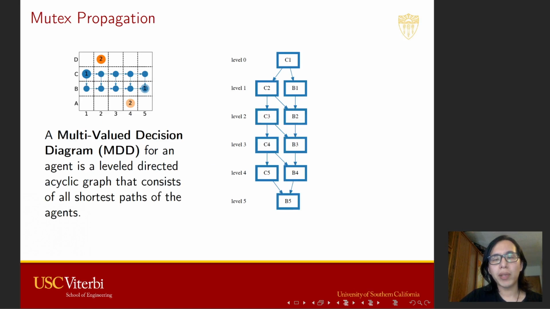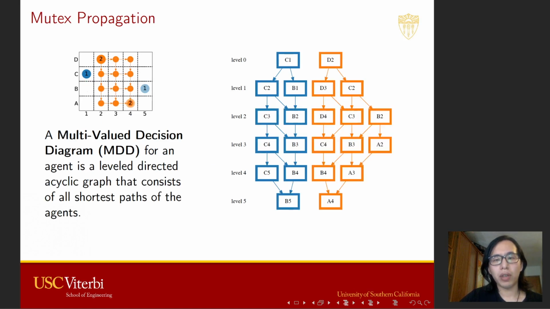First, we need to represent all shortest paths of each agent in a compact data structure called a multi-value decision diagram, or MDD. Here, we have two MDDs for the blue agent and the orange agent respectively. An MDD is a leveled directed graph with one start MDD node and one goal MDD node. Every path in the MDD from the start MDD node to the goal MDD node corresponds to a shortest path of the agent and vice versa.